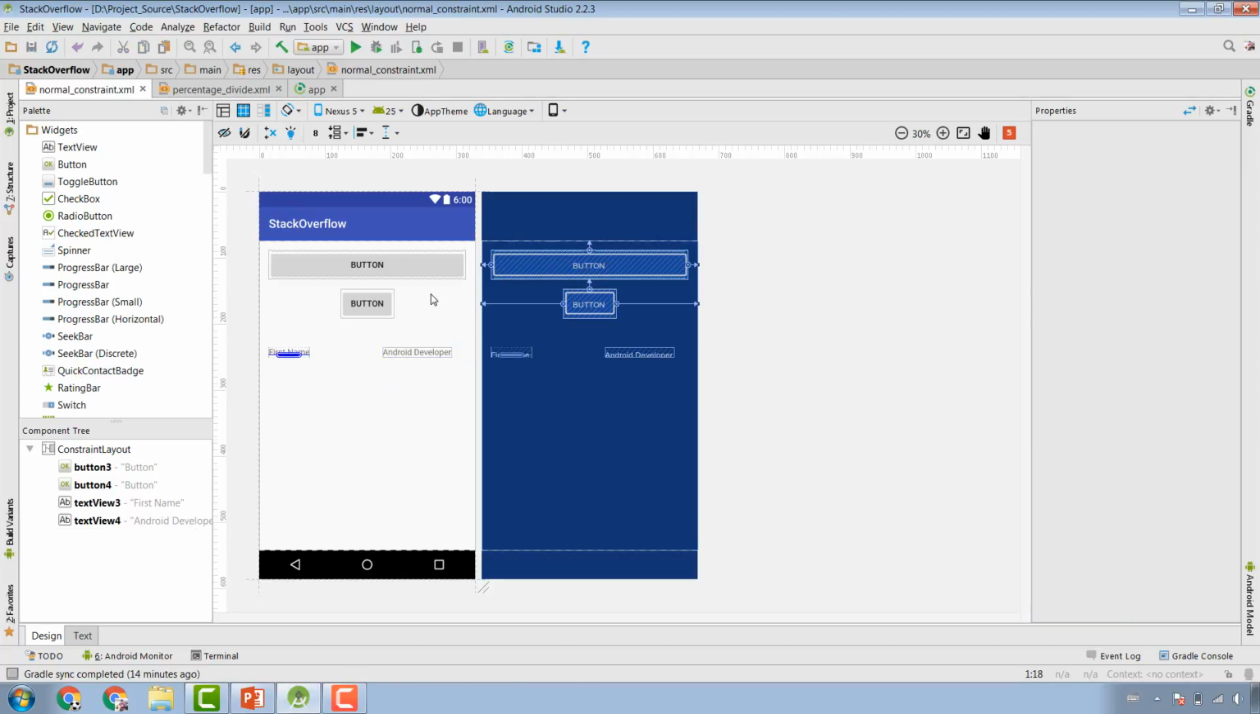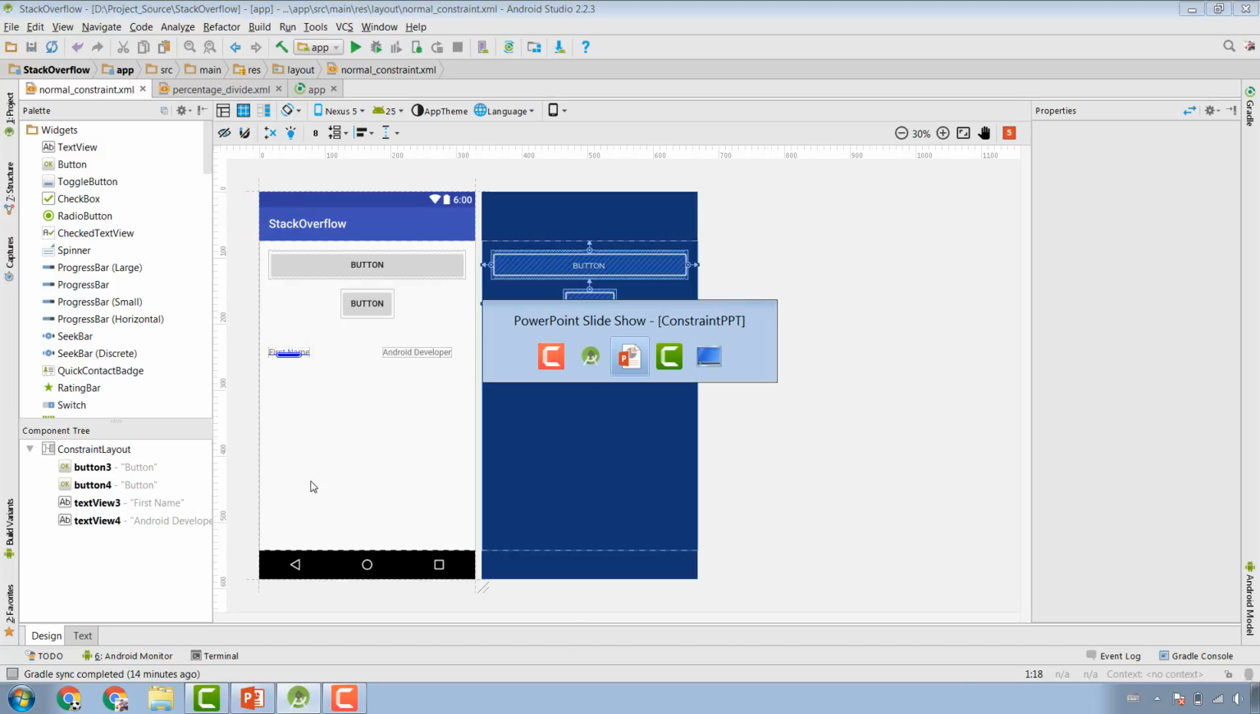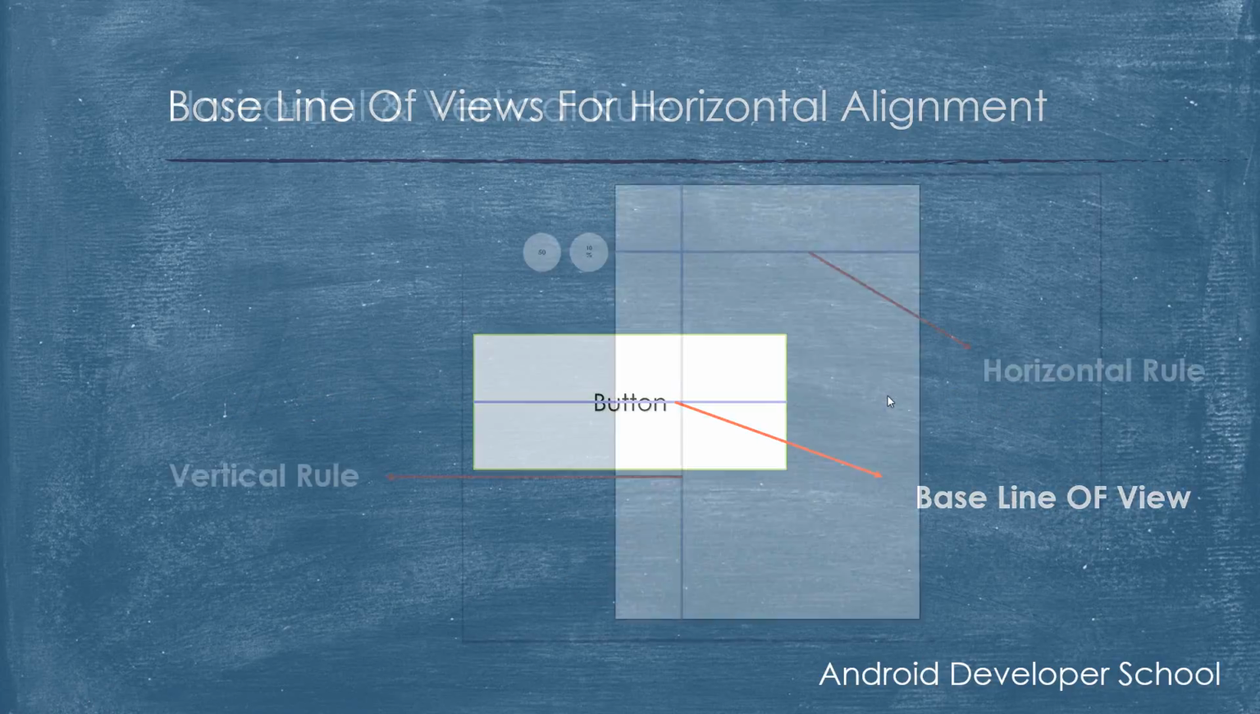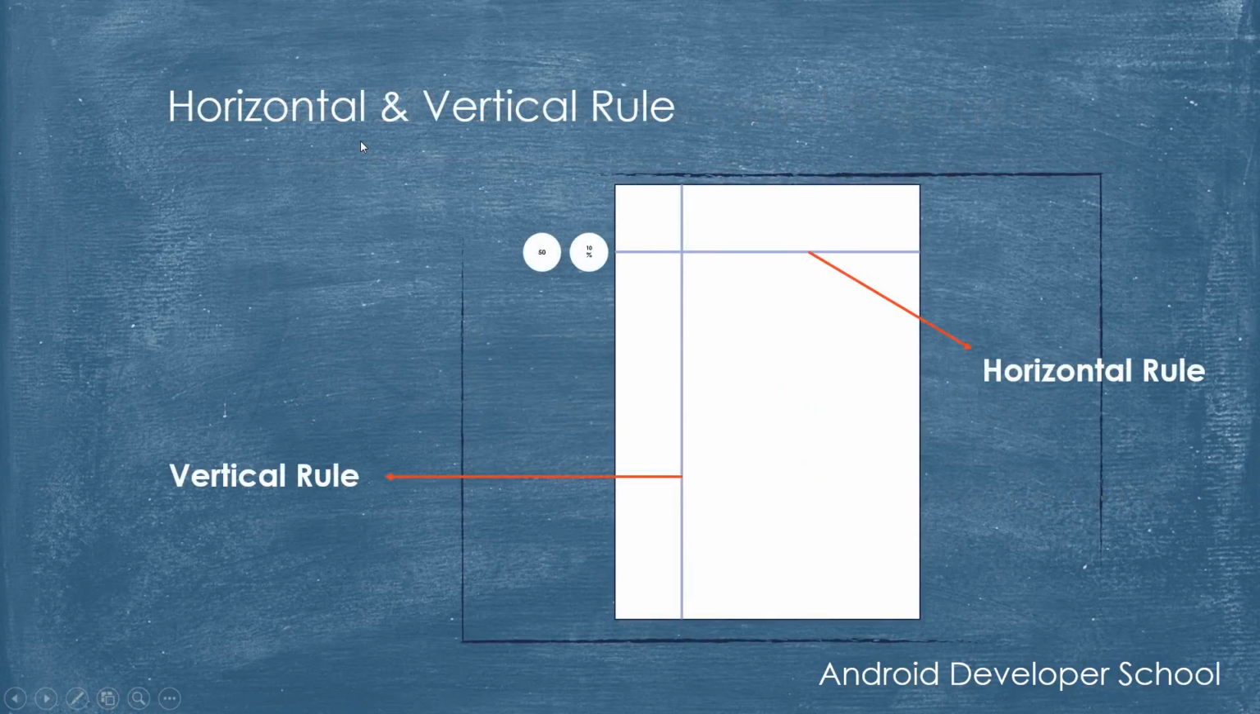So this was some kind of basic of this particular view, and let's see the slide and what we have. This we have already seen, the baseline of the view, and next is actually the horizontal rule and the vertical rule.